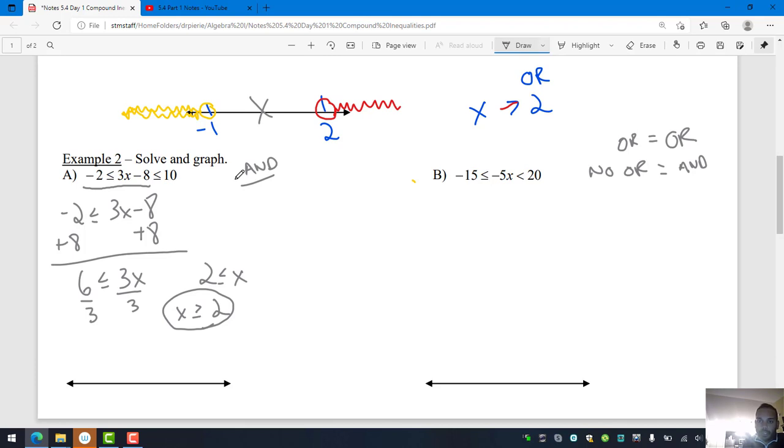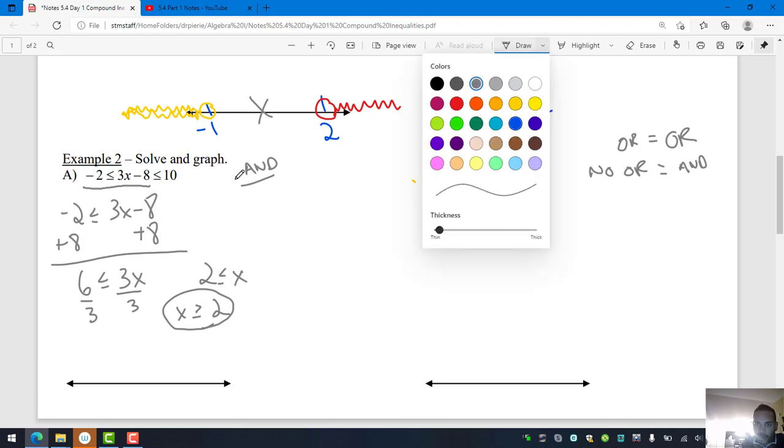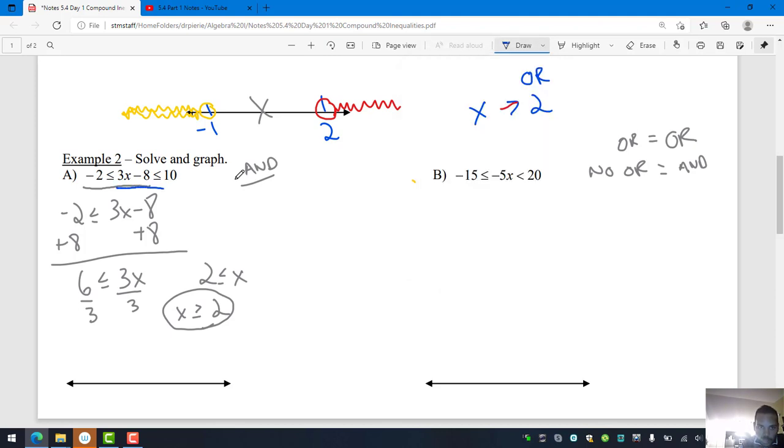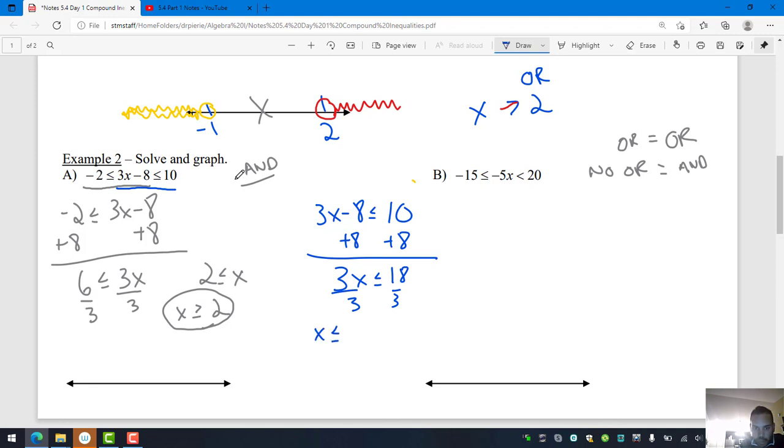Okay, now I'm going to solve the second half of the compound inequality. This time, I'm only going to look at the right half. I'm only going to look at 3x minus 8 is less than or equal to 10. So I treat this question like it's by itself. 3x minus 8 is less than or equal to 10. And then solve for x. I add 8 to both sides. 3x is less than or equal to 18. Divide both sides by 3. And I should get x is less than or equal to 6. Okay, and that's my second inequality.